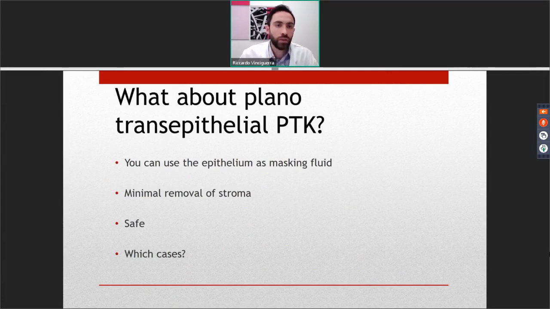You can use the epithelium as a masking fluid. You can have a minimal removal of stroma, and it's safe. But not all cases are fine.